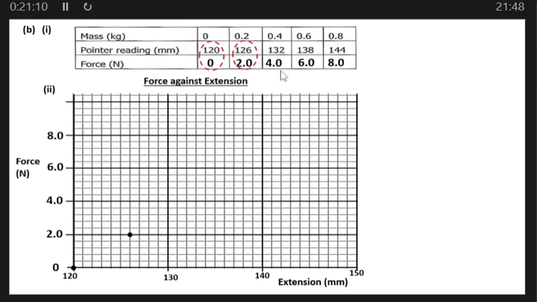Then you shift to 132 against 4. Then 138, 6. 138 is somewhere here, 6 here. Then 144, 8. 144 somewhere here, 8 somewhere here. Then what you will do now, you draw a line passing through these. So these points appear to be aligning, so it will be a straight line that must go through all these points. Then after that, you are done. Let's go to the other question.